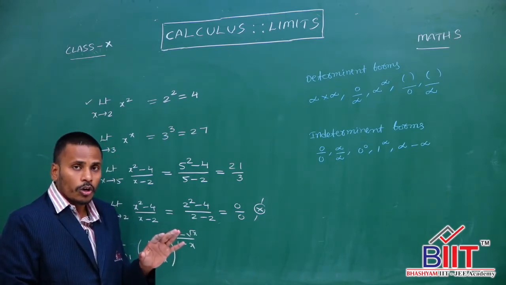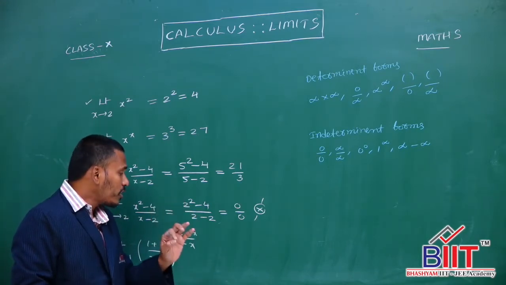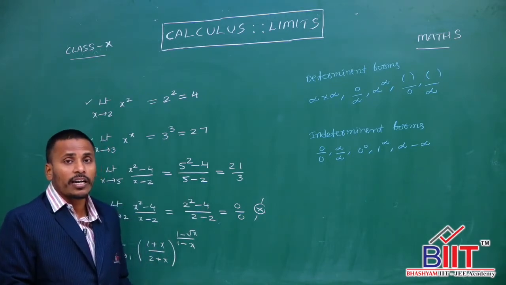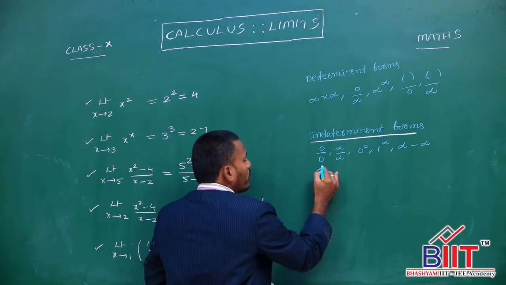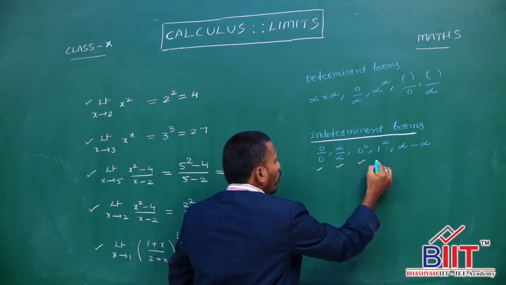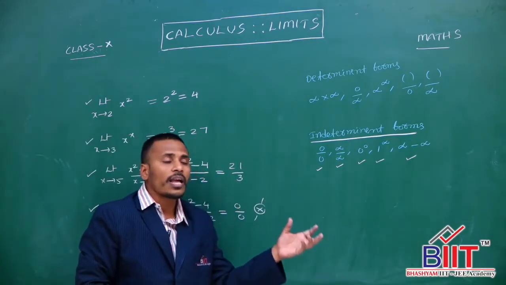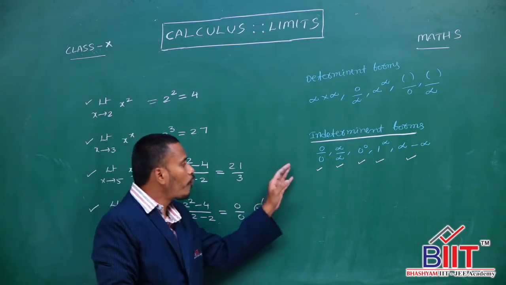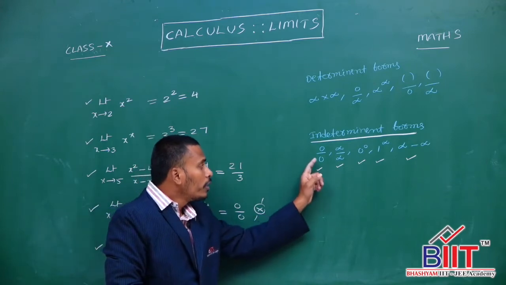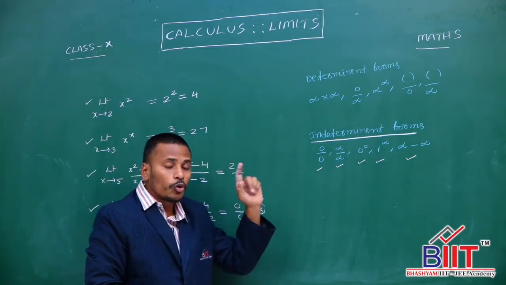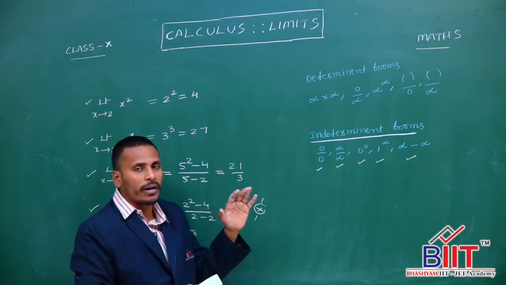So, when you calculate limits directly, if you face these types of indeterminate forms, what are the indeterminate forms? I mentioned here there are different indeterminate forms: 0 by 0, infinity by infinity, 0 power 0, 1 power infinity, infinity minus infinity. All these are indeterminate. These forms have no meaning here. So, if you face these types of forms, you need to avoid them. Do not get confused about determinate form and indeterminate form.